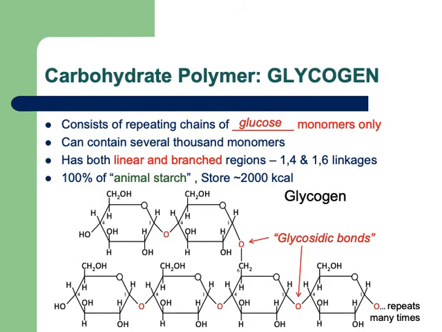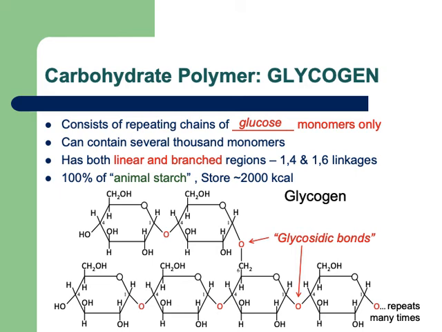So we just talked about the two carbohydrate polymers that make up plants and plant starch. So when you take a plant or even a piece of celery or a piece of lettuce, it's composed of amylose and amylopectin. Now let's look at our animal starch, and this is known as glycogen. And you probably are more familiar with this carbohydrate polymer. Well, it also consists of repeating chains of glucose monomers only. So there's no fructose and there's no galactose. It is only glucose monomers. And it can contain several thousand monomers.